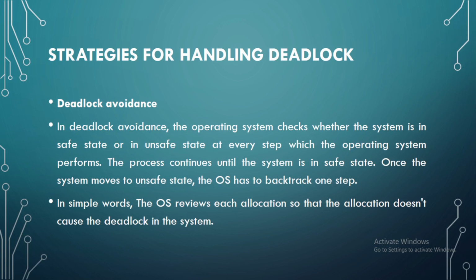Next strategy, deadlock avoidance. In deadlock avoidance, the operating system checks whether the system is in a safe state or in an unsafe state at every step which the operating system performs. The process continues until the system is in a safe state. Once the system moves to an unsafe state, the operating system has to backtrack one step. In simple words, the operating system reviews each allocation so that the allocation does not cause a deadlock in the system. We use Banker's algorithm to implement deadlock avoidance. We will see Banker's algorithm in detail in the next video.